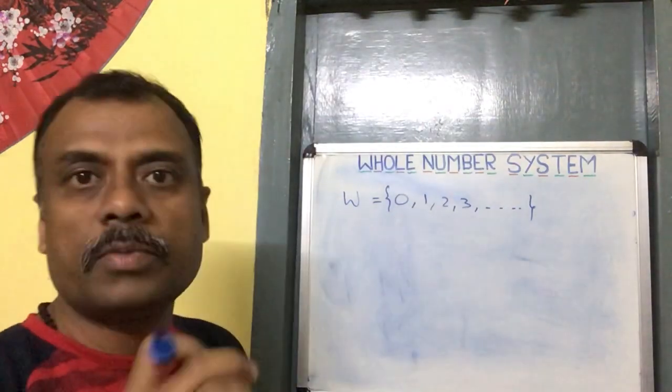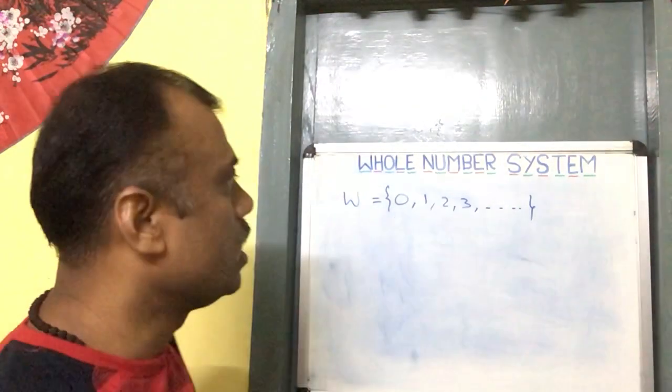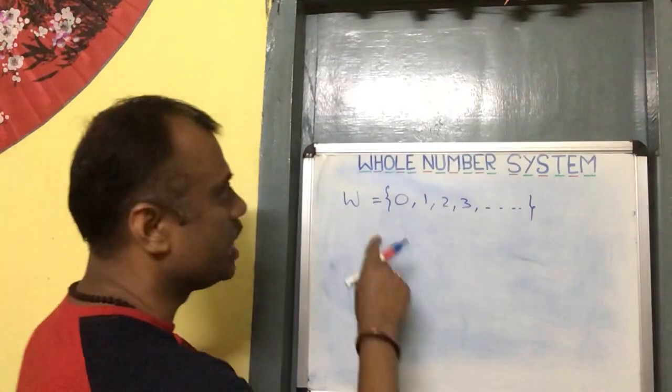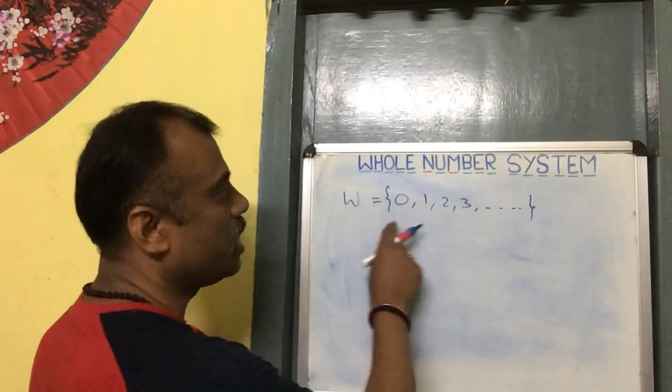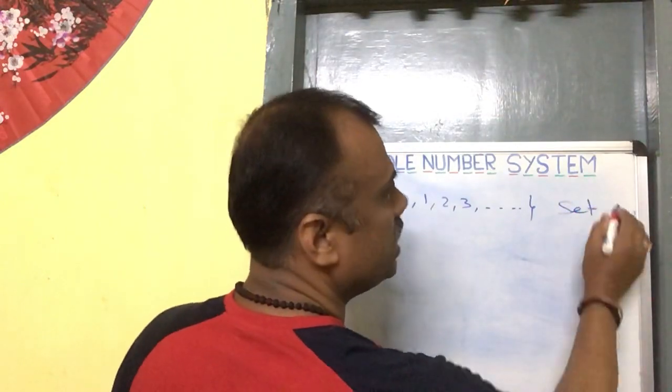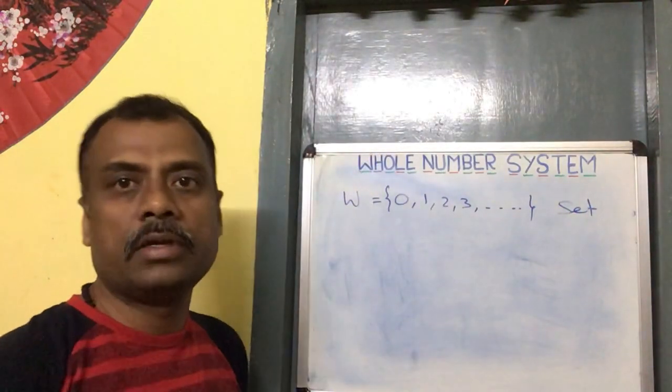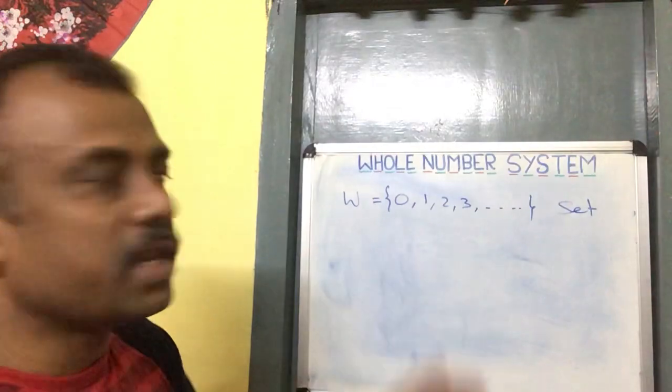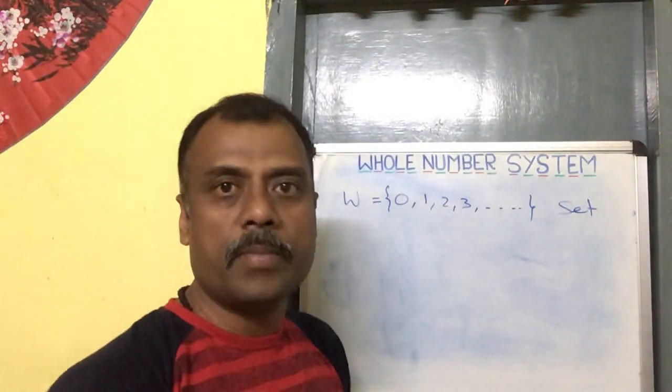0 is the smallest whole number. As you know, this type of representation is called set representation. A set is nothing but a collection of things. Here we are dealing with a collection of numbers.